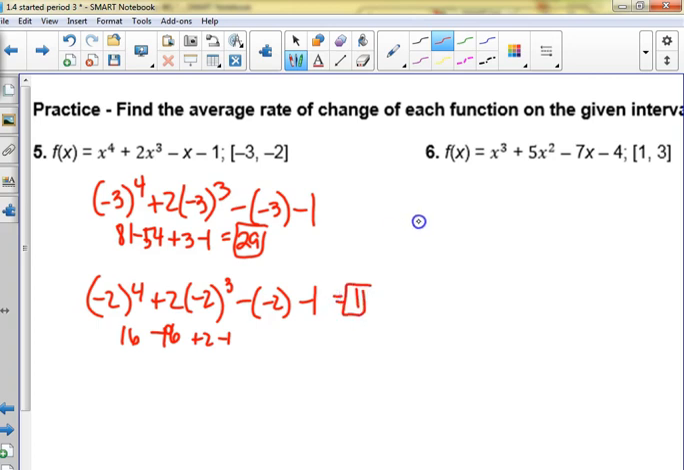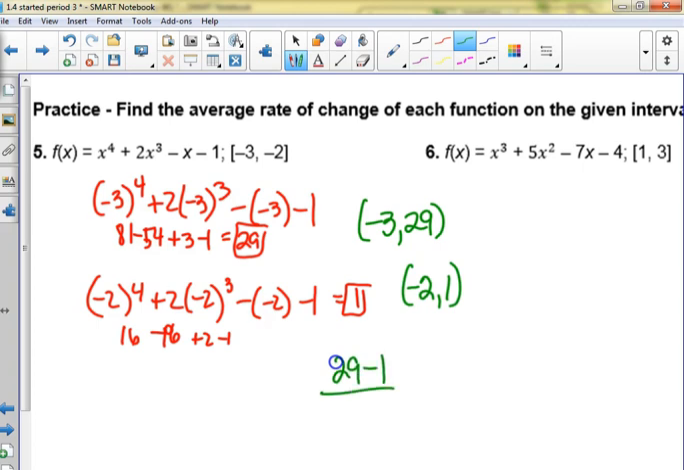Okay. So what are our ordered pairs? We put in a negative 3 and got out a 29. And then we put in a negative 2 and got out a positive 1. So now we find the slope. I got negative 28. Did anybody get negative 28?